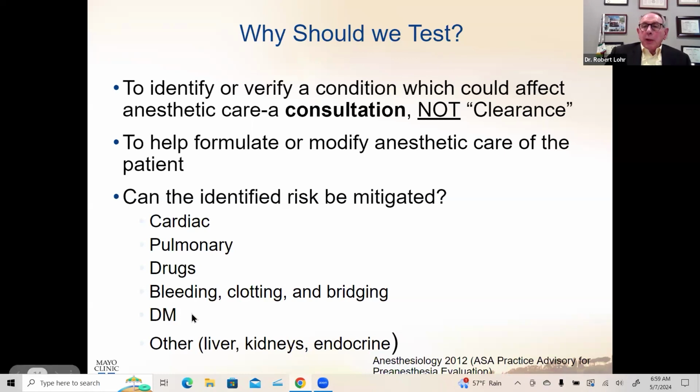Many patients are diabetic. They need advice on what to do the day of surgery. Do I take my insulin? Do I take my metformin or whatever I'm doing? And what happens after the surgery? So we'll spend some time on that as well.